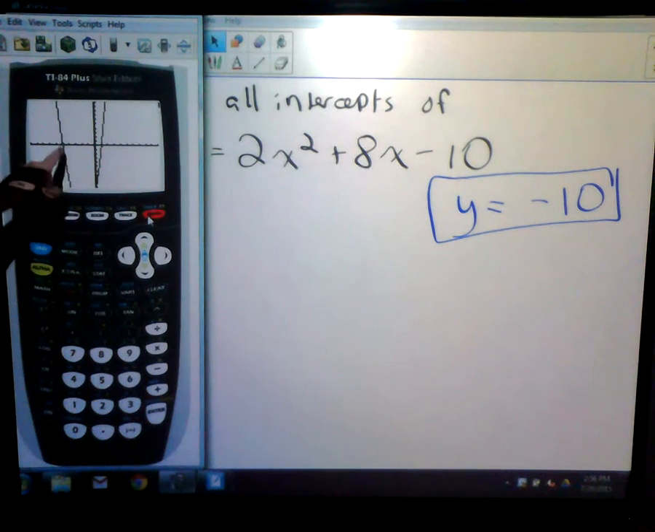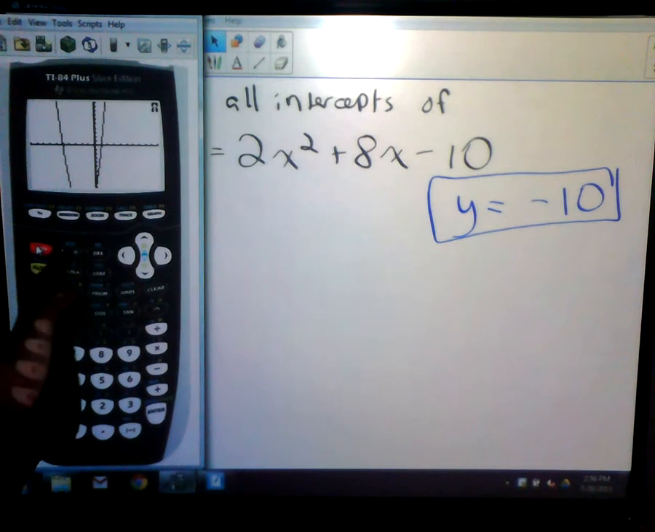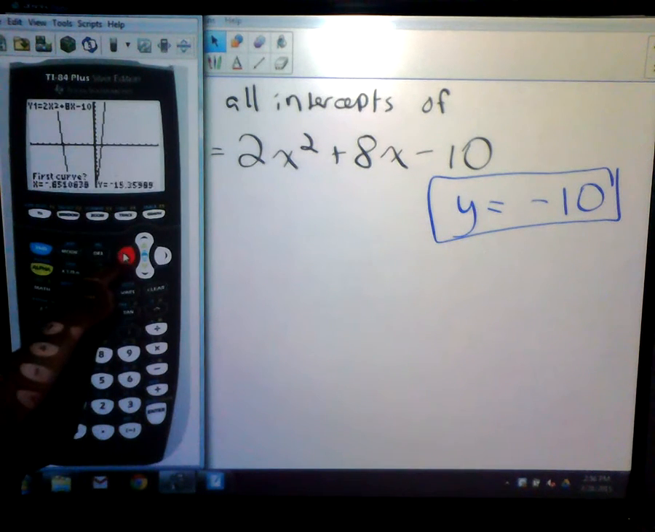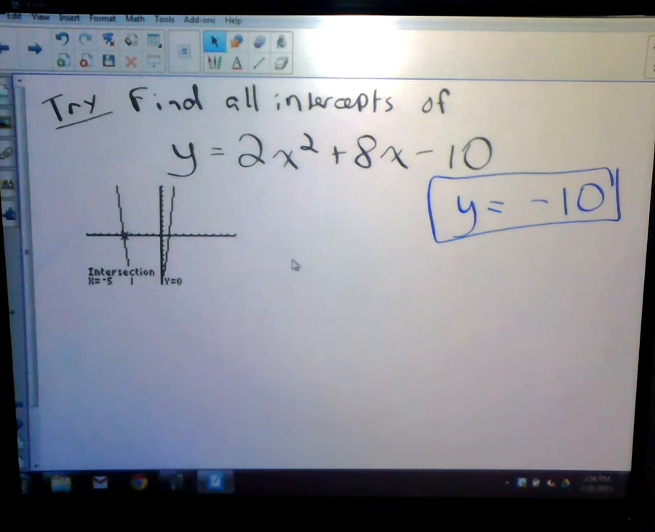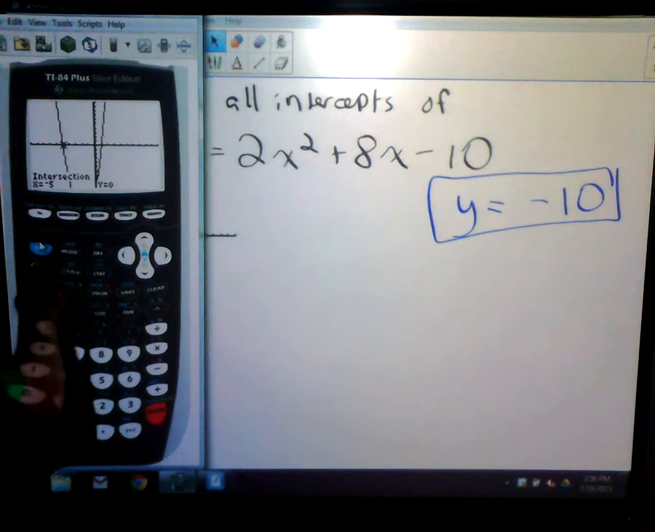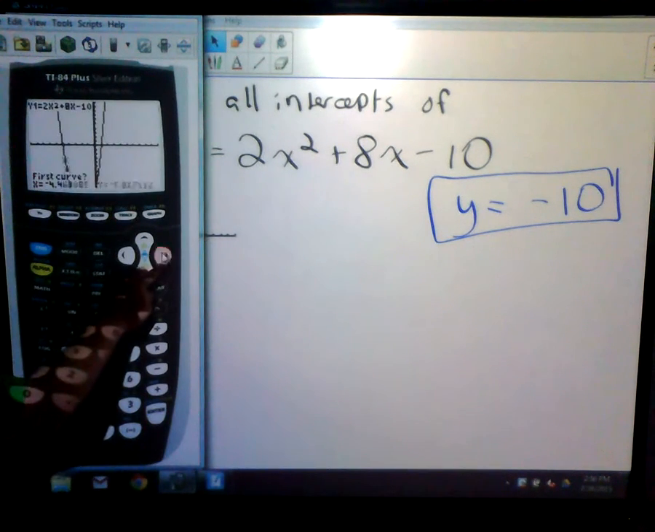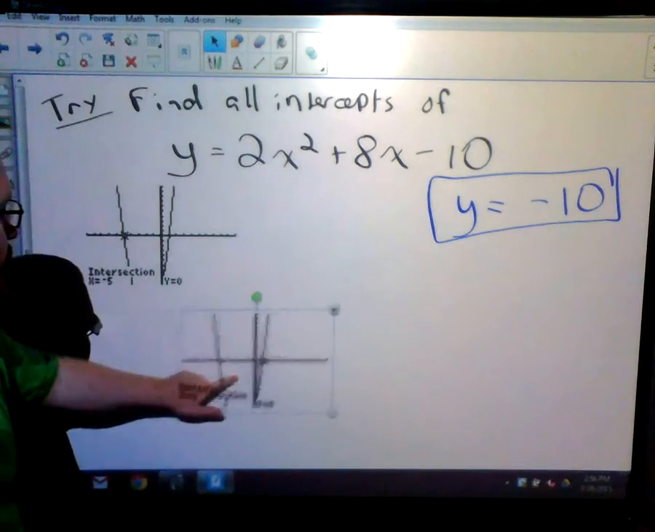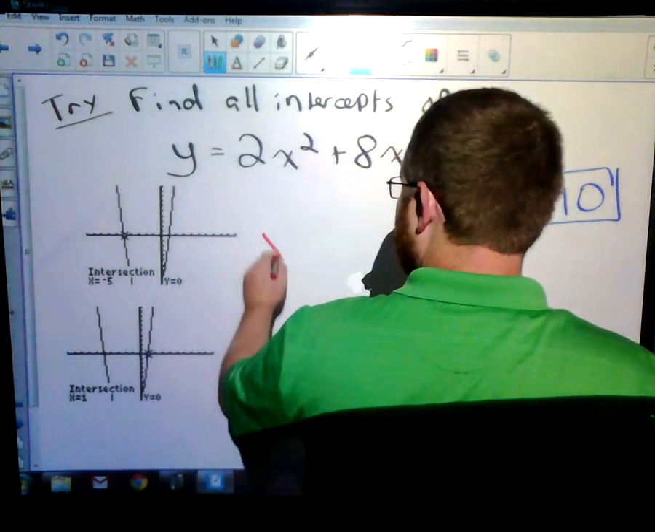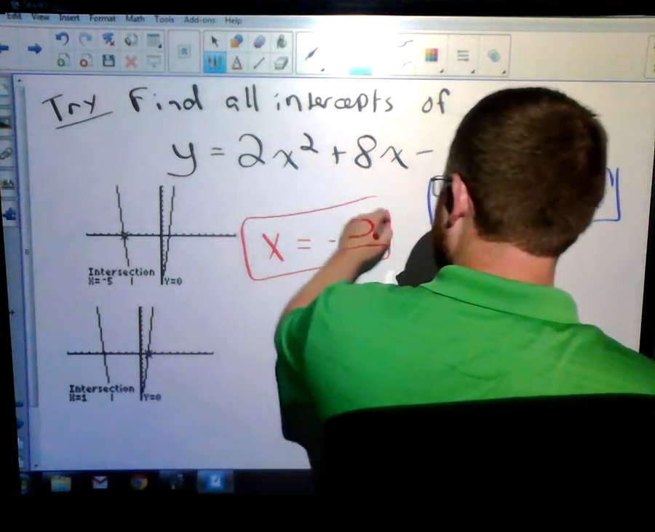Graph it and see if they cross. Hey, it crosses twice, right here and right here. Second trace 5, and let's move over towards that first intercept. That's pretty close. Hit enter 3 times. And my first one is negative 5. Repeat, second trace 5. Now let's move over towards the other one. That's close enough. Hit enter 3 times. And this one tells me x equals 1. So the x-intercepts are x equals -5 and x equals 1.